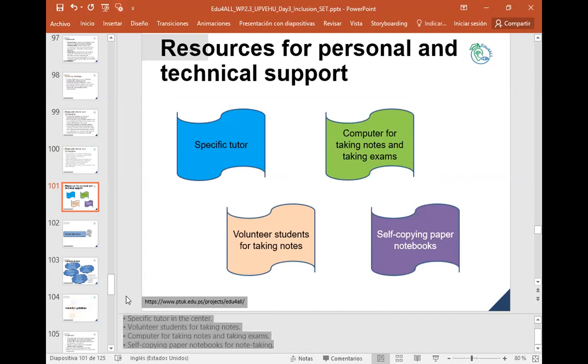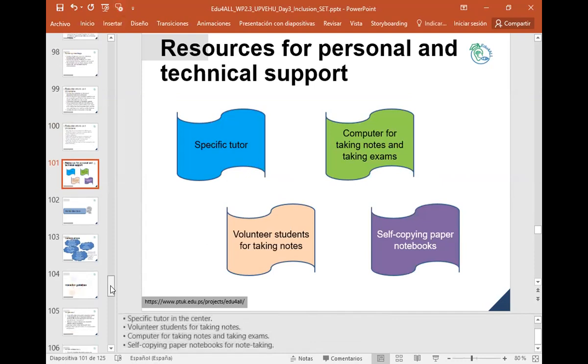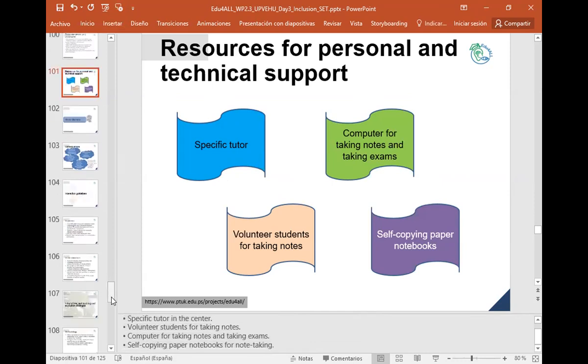Regarding the specific resources for personal and technical support, they could be a specific tutor in the center, volunteer students for taking notes, a computer for taking notes and taking exams, and self-copying paper notebooks for note-taking.